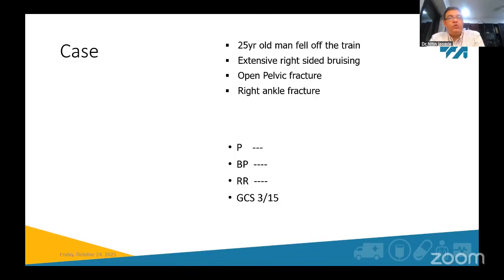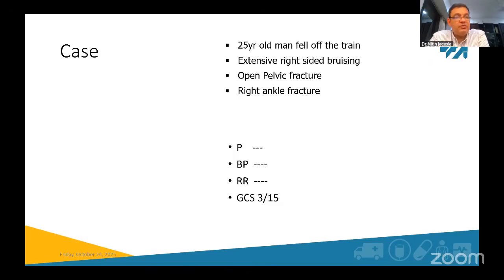Fine. So we'll go to the last part. So we have another case. You've got a 25-year-old man. He's come off the train. There's lots of bruising all over. You've identified the legs are externally rotated. So it's an open pelvic fracture. So it's not just a pelvic fracture, it's open. And you've got an ankle fracture.